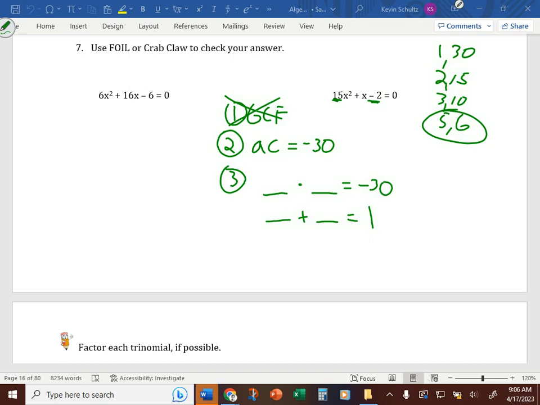Positive 6, negative 5. 6 times 5 is negative 6 times negative 5. Negative 30. 6 plus negative 5 is positive 1. Okay?